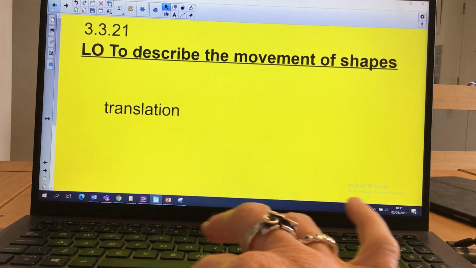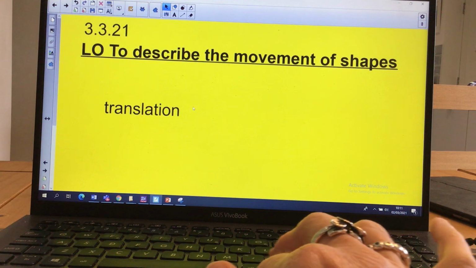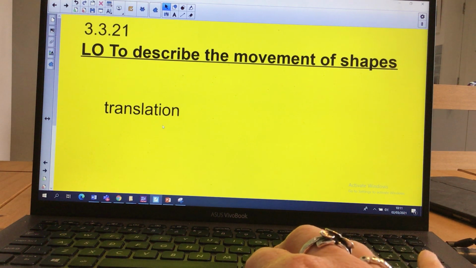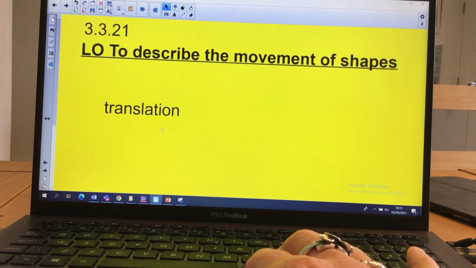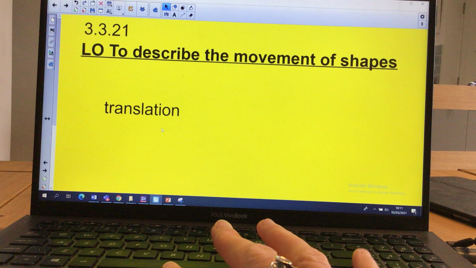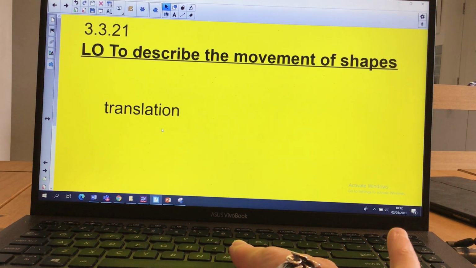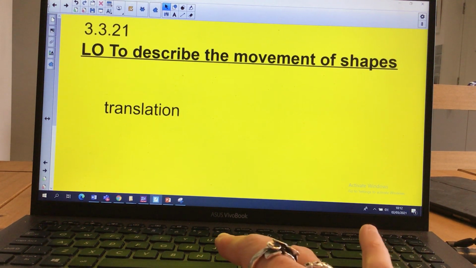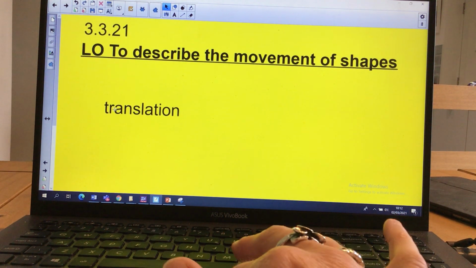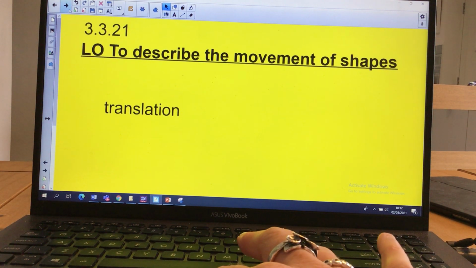Remember yesterday we talked about this word translation, and this is the mathematical word for moving a shape on a grid. You're picking it up and you're moving it somewhere else, and we talked yesterday about making sure we weren't going to turn the shape, we weren't going to flip the shape, we really were just moving it left, right, up and down, and that's really quite important to remember, children. So think about this as a key word, key vocabulary for our lesson today.